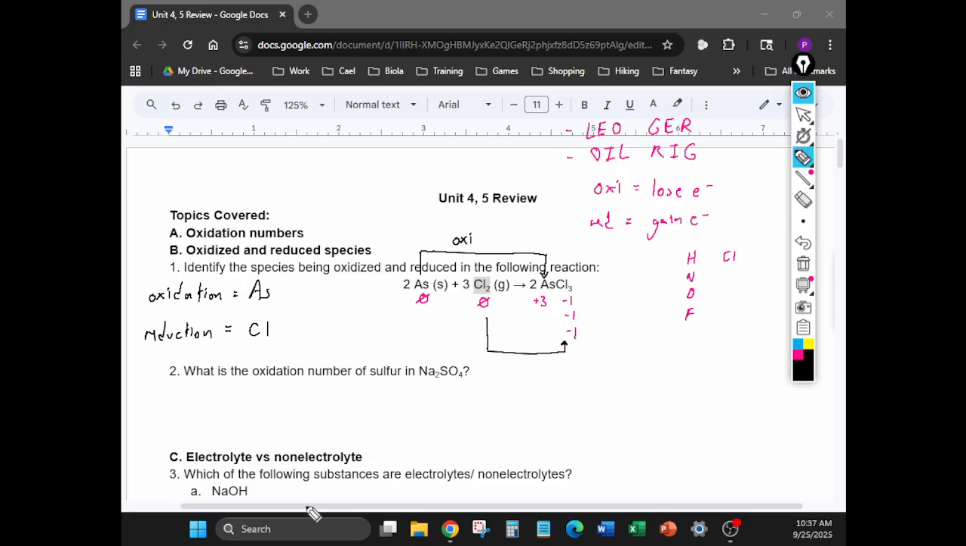Any questions about this first type of question? Again, you'll have something very similar to this on your test. I think on your homework as well, you have a couple problems like this. So if you want a little more practice, you can look at your homework.